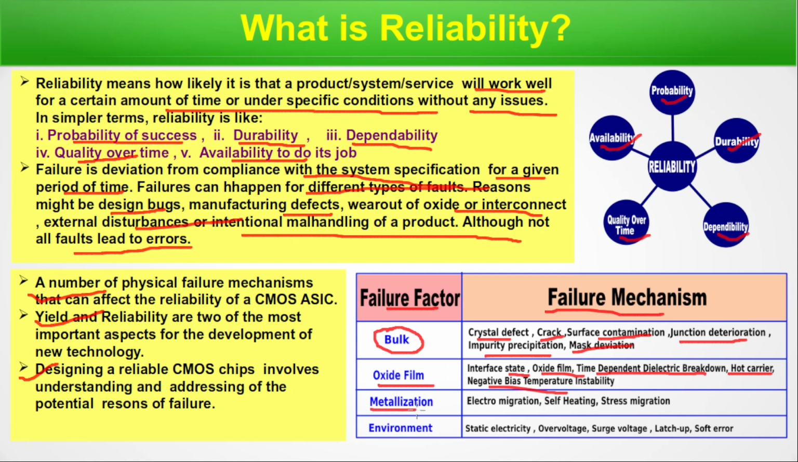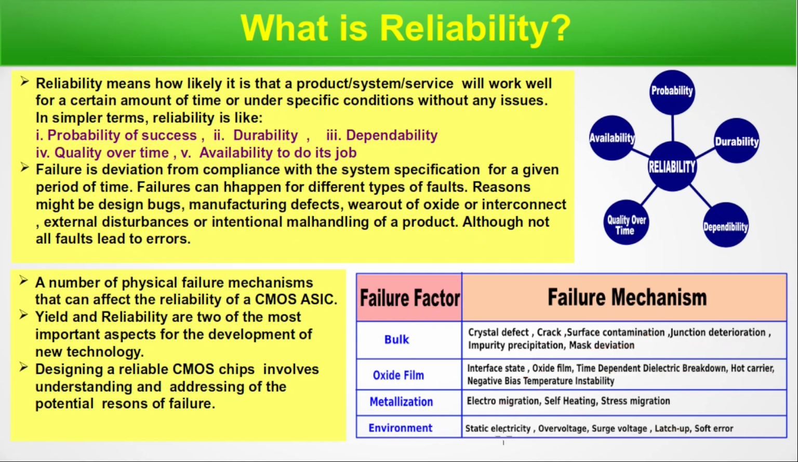Now metallization. After oxide is deposited, metallization is done. For metal, electromigration, self-heating, stress migration, these are three mechanisms which lead to failure. And there are some environmental factors also, like static electricity, over voltage, surge voltage, latch up, soft error. Static electricity basically leads to ESD, electrostatic discharge. We already have a separate video and article on that. The link is provided in the description. In this discussion also, we will briefly discuss it. So we are done with this slide. Let's move to the next slide.